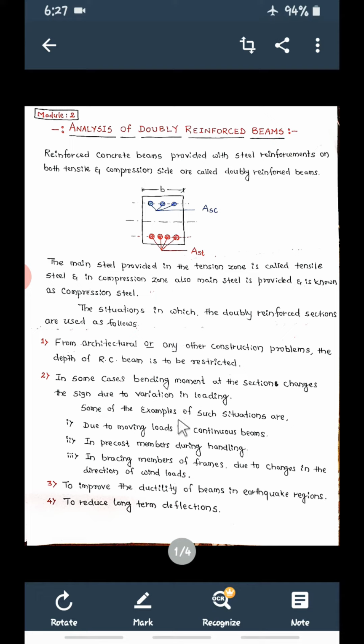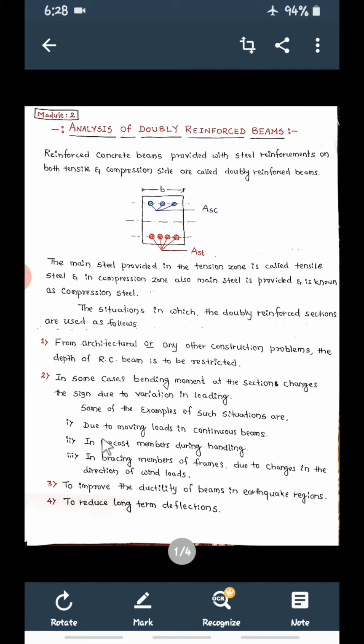So where this situation arises, where the bending moment changes from point to point, the first one is due to moving loads. In a continuous beam, if the beam is continuous and the load on the beam is moving. For example, if you see the bridge, the bridge deck beams, the beams provided in bridge construction, those are called the deck. There the vehicles will always be moving on the bridges, so those are considered as the moving loads.